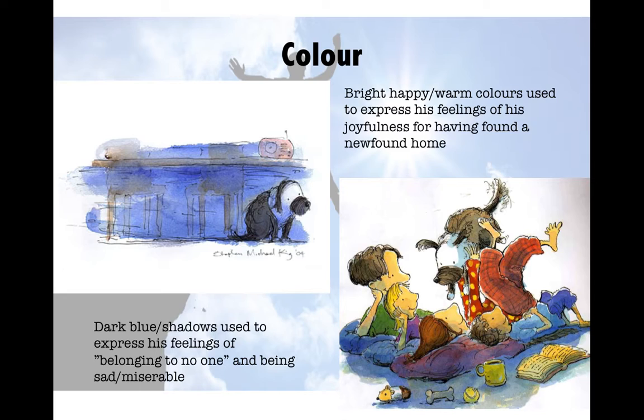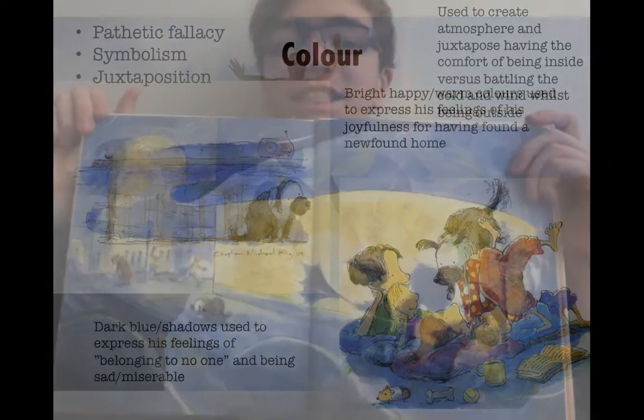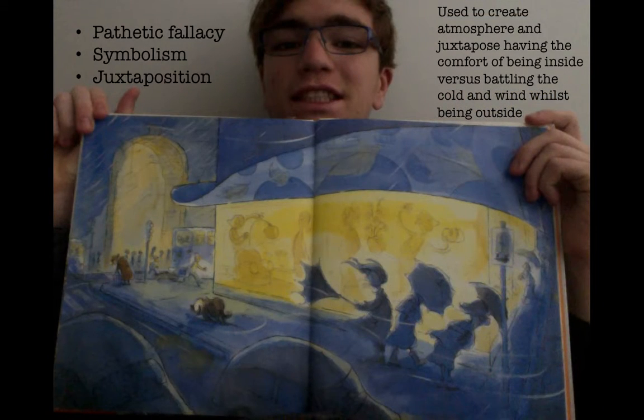Another technique King uses is colour, which is specific to the transformative nature of the transition, and King relies on this to heavily contrast the beginning scenes, where Mutt Dog is quoted to belong to no one and be miserable, with the final scenes where he has found a new home and is joyful. A lot of shadows and dark blue colours are used in contrast to the insides of the building, where they are warm, happy colours and everyone seems to be cheerful. Pathetic fallacy is also used here to create tone and add to the atmosphere, along with the juxtaposition of the outside world versus the inside world.